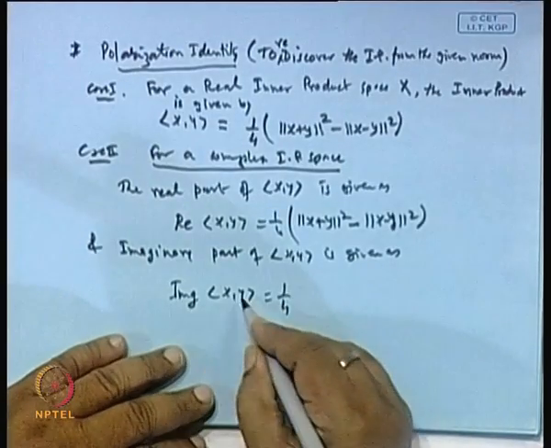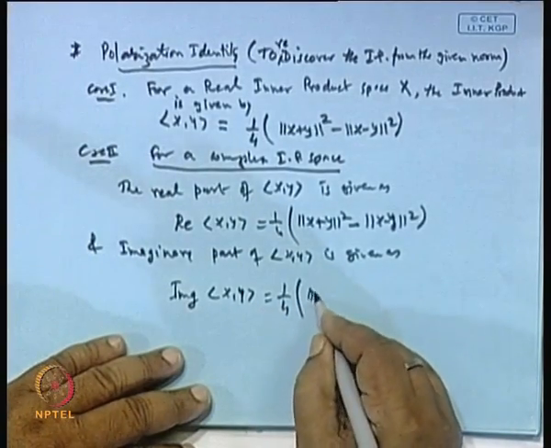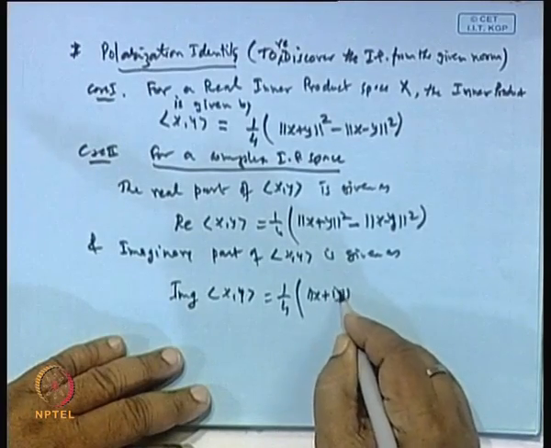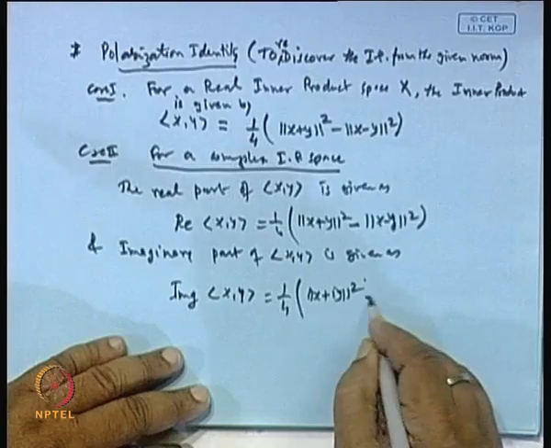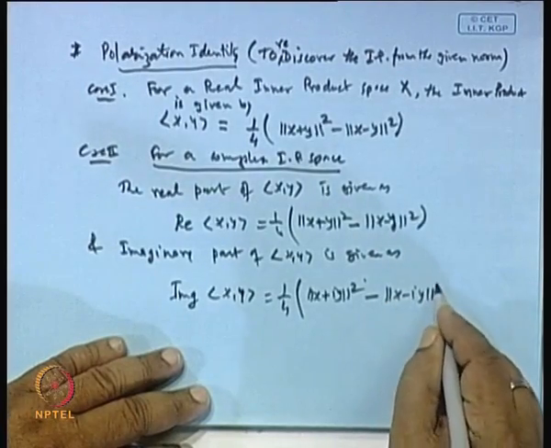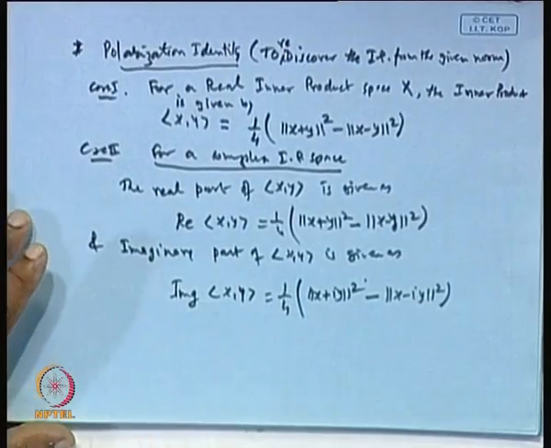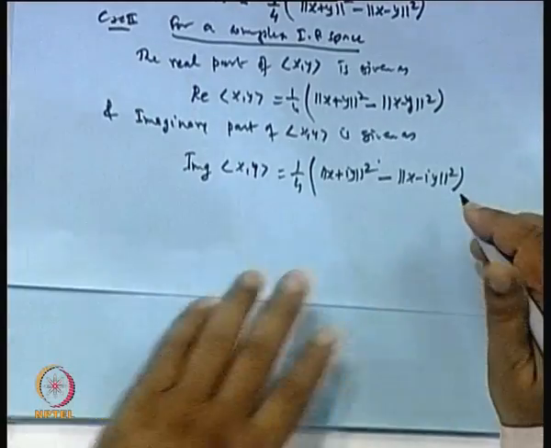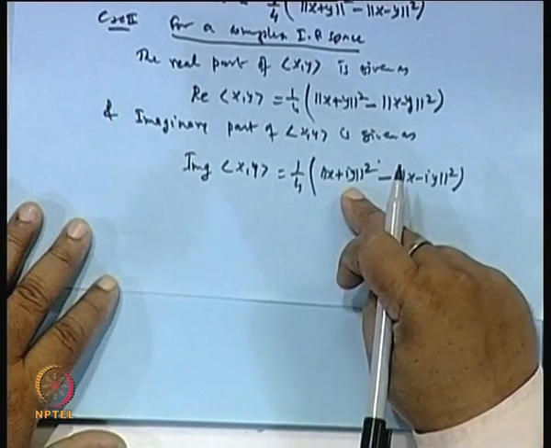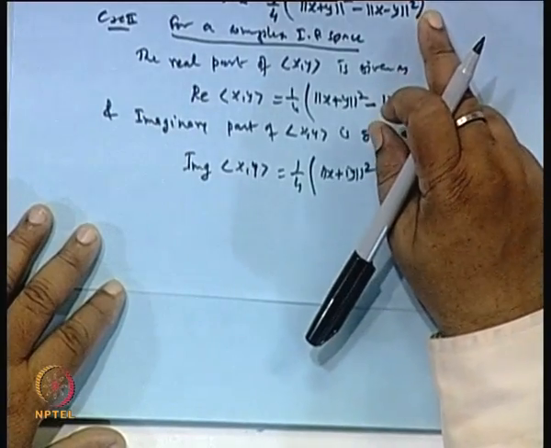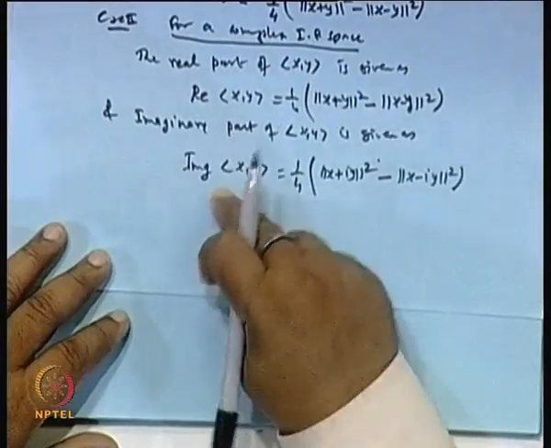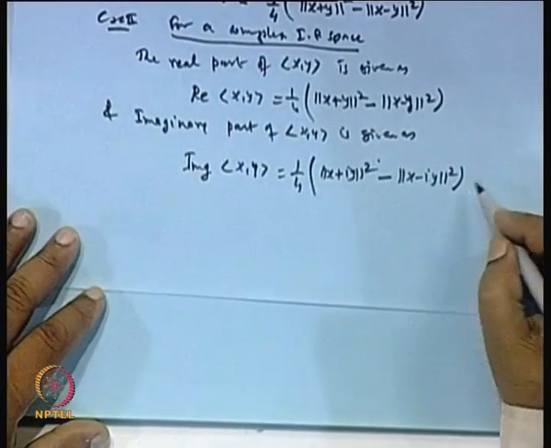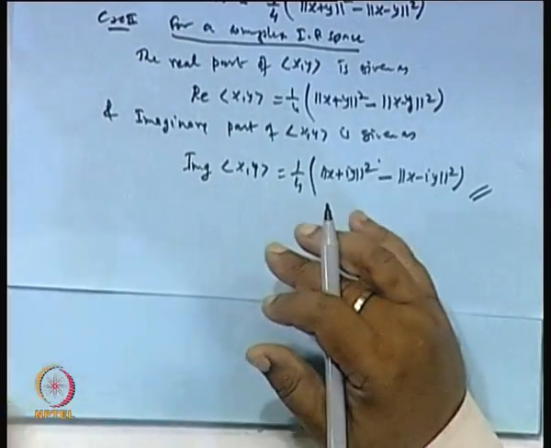one-fourth of norm of x plus i y whole square minus norm of x minus i y whole square. Clear? Now, this can be derived very easily. This norm is given, and it is given that norm is also inner product. So, use norm x square is equal to inner product x, x. Open it, you will get these things immediately. So, this polarization identity will help you in rediscovering the inner product, if it is not given. Okay.